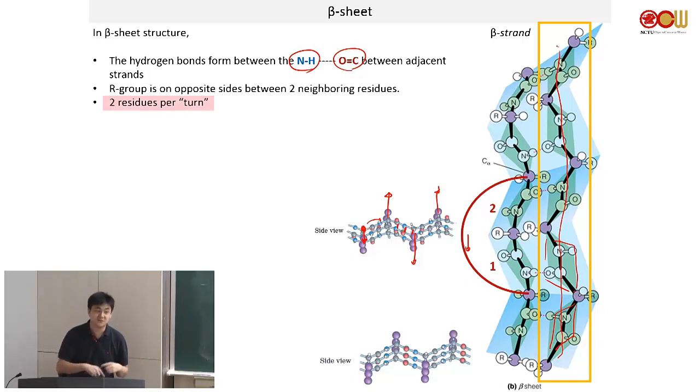Now, the concept of a turn here is a little weird, because in a helix we know one turn is exactly when you start from here, go in a circle, and come back to the same position. That's one helical turn. Now, a beta sheet is different, right? Because it's not a helical structure. It's more flat.